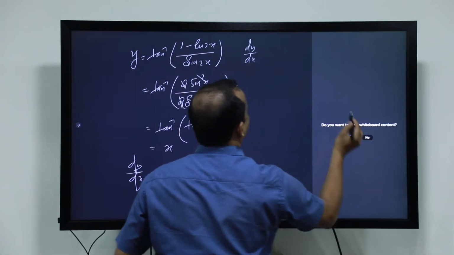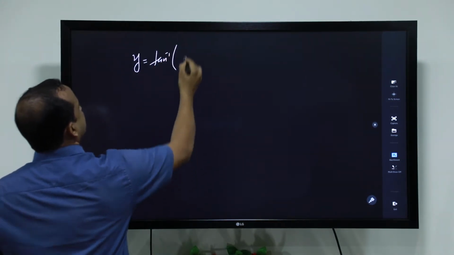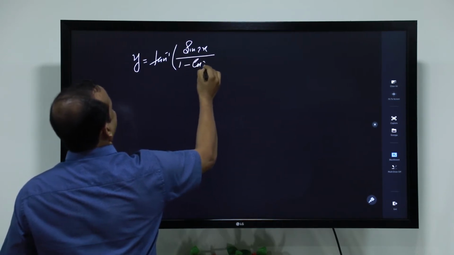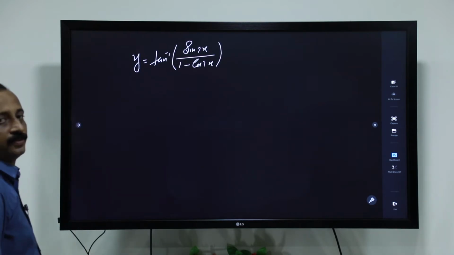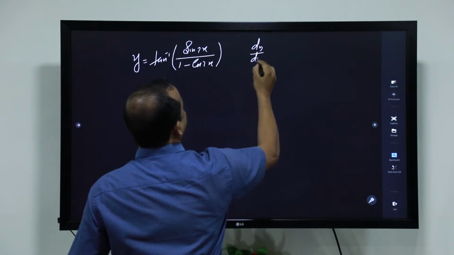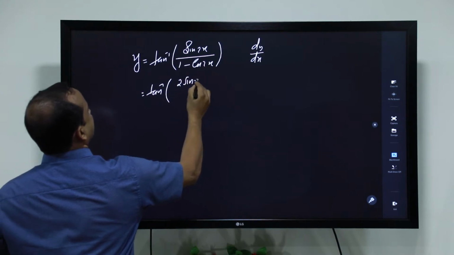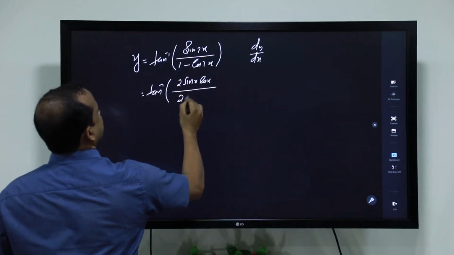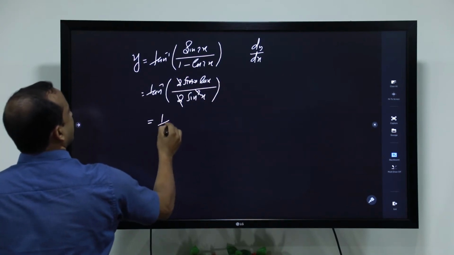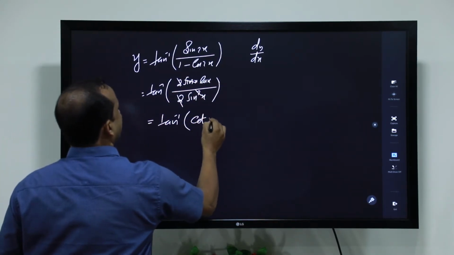Okay. I'll do one more question. Simplify y is equal to tan inverse of sin 2x divided by 1 minus cos 2x, hence find dy by dx. In this case, sin 2x is 2 sin x cos x, and 1 minus cos 2x is 2 sin square x. Here the 2 cancels, sin cancels, and therefore we get the answer tan inverse of cos by sin, which is cot x.